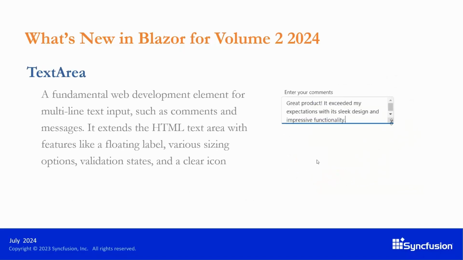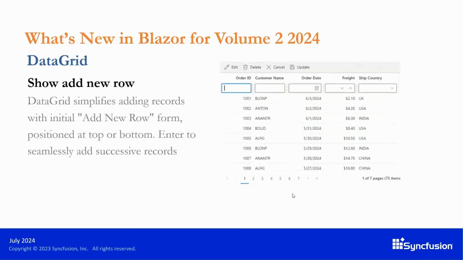Secondly, let's move on to the text area component. This text area component is designed for displaying multi-line text that supports customization with a floating label, validation states, and a clear icon, making it highly versatile for different applications. Moving on to the data grid component, it now includes an option to add records initially. You can position these records at the top or bottom of the grid.